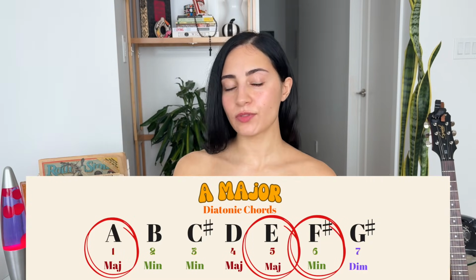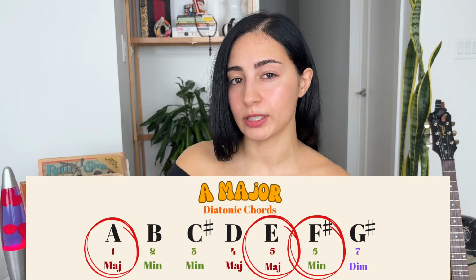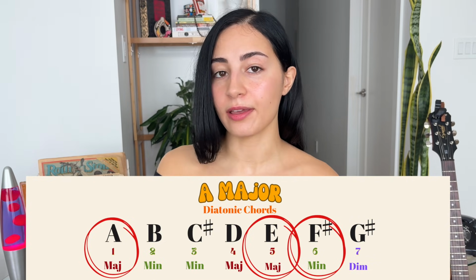This is what we call borrowed chords, and borrowing chords is called modal interchange. So let's go through an example together. Let's say we want to play a 1-6-5 chord progression strictly in the key of A major. Those chords are going to be A major, F sharp minor, and E major.